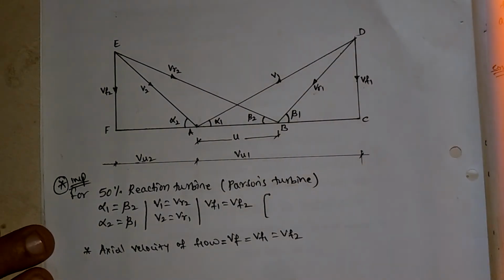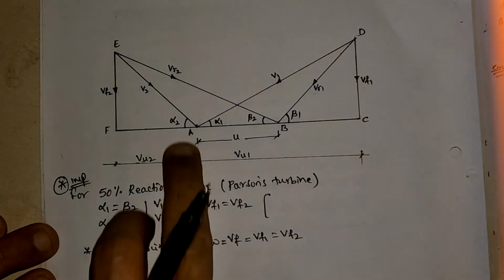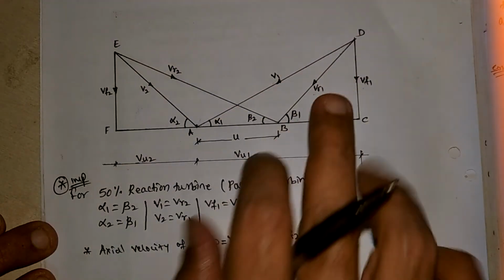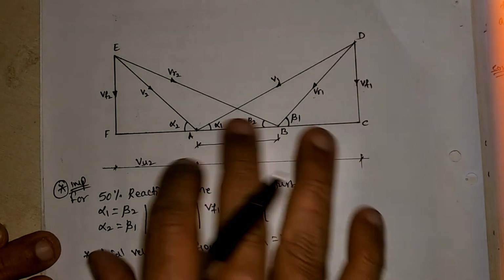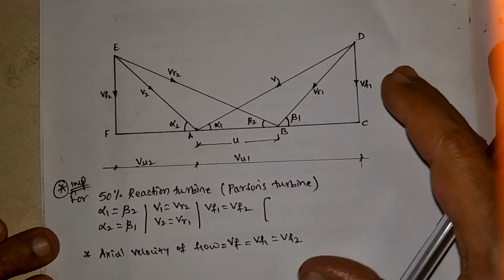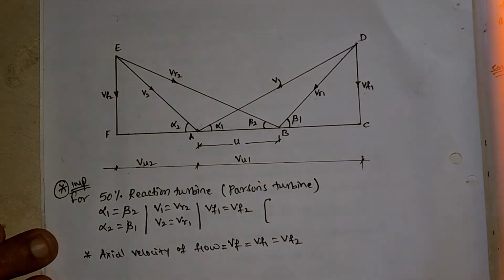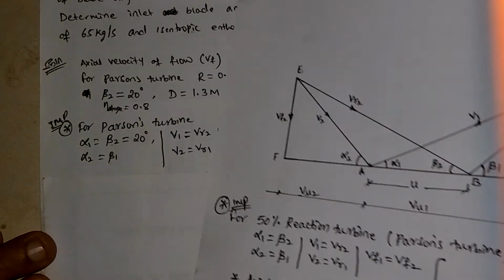Okay. So we'll solve this problem by the analytical method. The velocity triangle that I have drawn here is without scale. At the end of the problem we need to draw the velocity triangle with scale, right? Just to understand the concept of Parsons turbine, I have drawn this velocity triangle, right? Okay, now we will solve the problem by the analytical method, right?